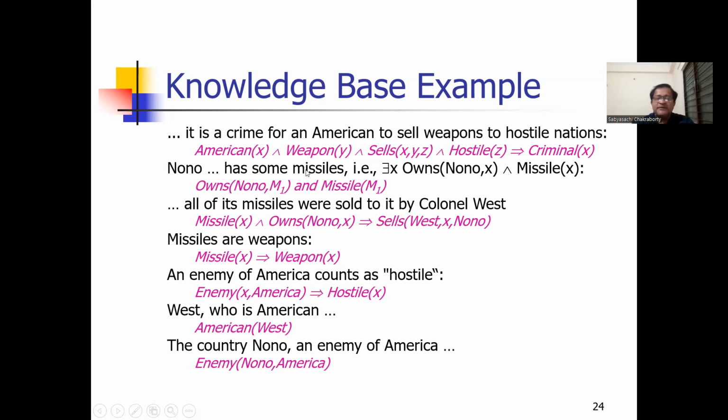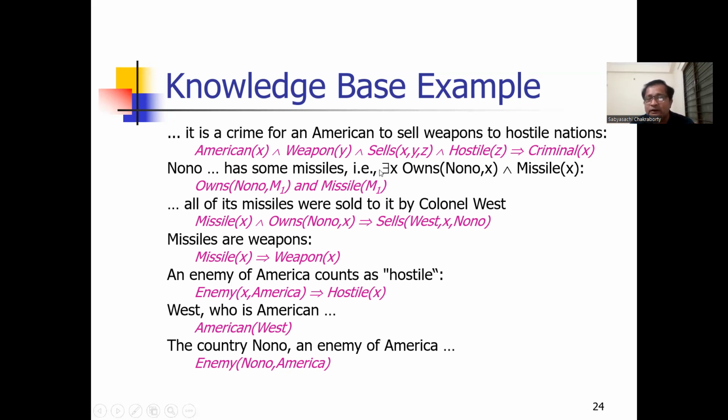Now, Nono is a country. In our example, it has some missiles. That is a fact that we have. For at least one X, Nono owns X, and X is a missile. We know what the quantification of some is: it may be one, two, three, or four, but not all missiles. Nono, a country, has some missiles, maybe one, maybe two, maybe three.